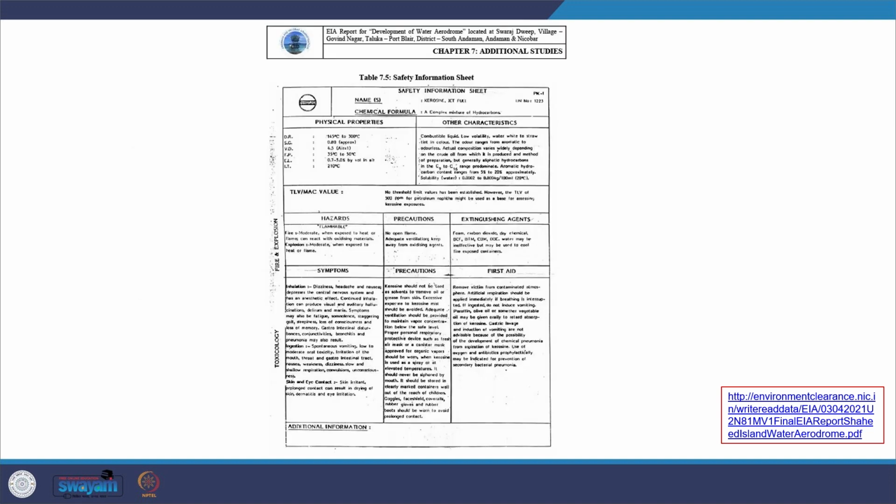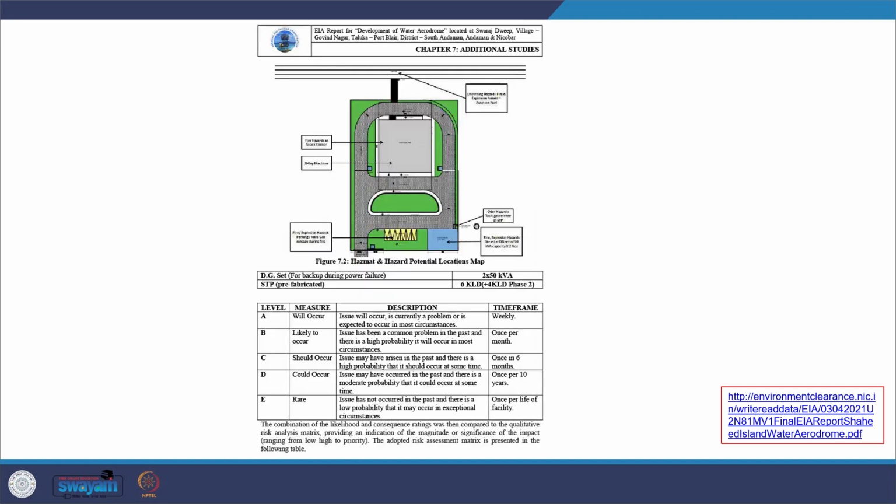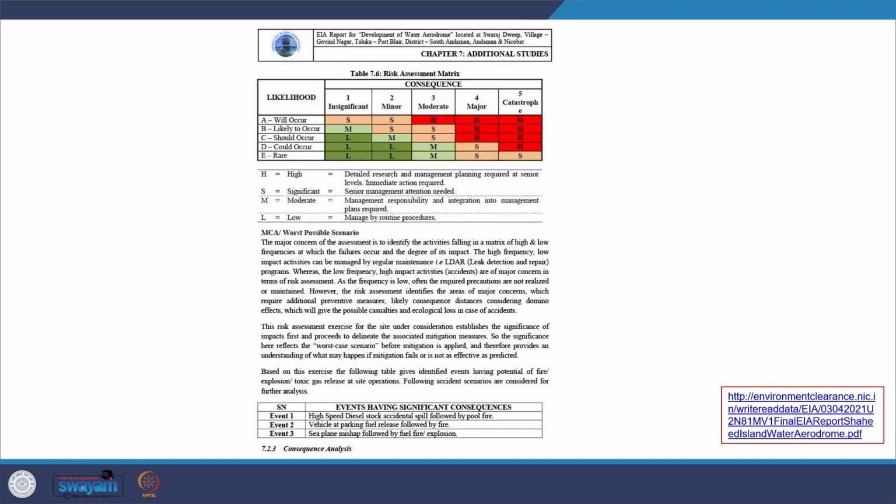So they also created a safety information sheet and how they're going to keep a record of that. Further, you see they have also created all kinds of information about what diesel they are using, its ingredients, and so on. And then they have done all kinds of hazard potential location mapping, which we had seen. So they have undertaken those kinds of mapping here.